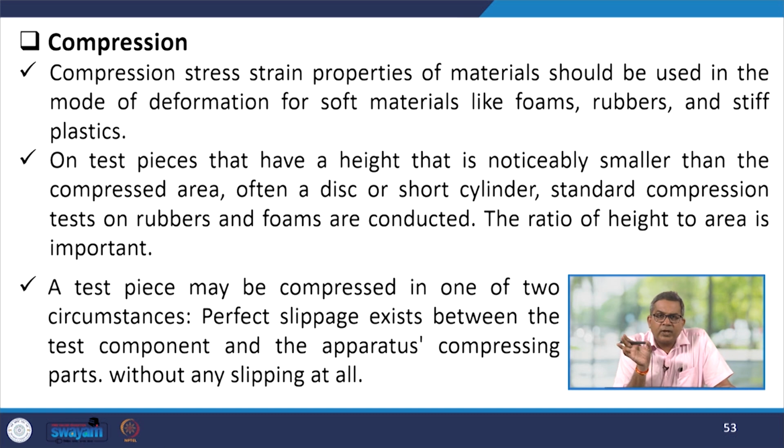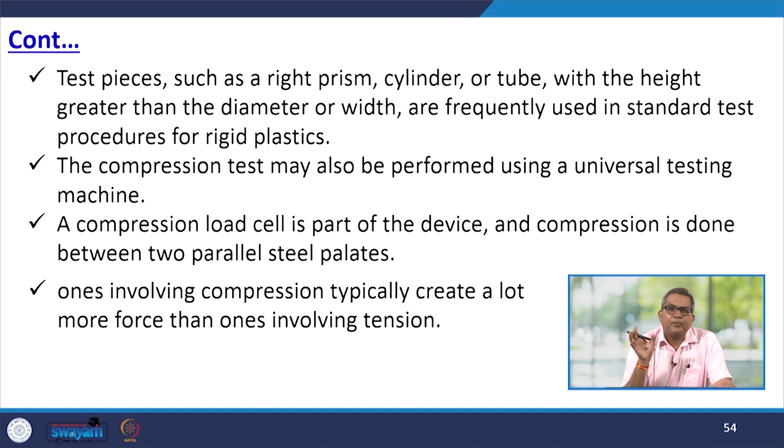One is where perfect slippage exists between the test component and the compressing apparatus, without any sticking at all. The test pieces such as a rigid prism, cylinder or a tube with height greater than the diameter or width are frequently used in the standard test procedure for rigid plastic. The compression test may also be performed using the universal testing machines, and the compression load cell is a part of that particular device, and the compression is done between the two parallel steel plates.